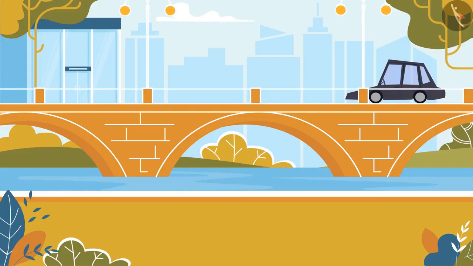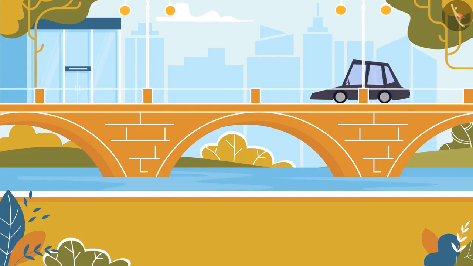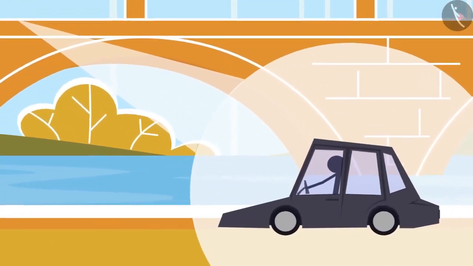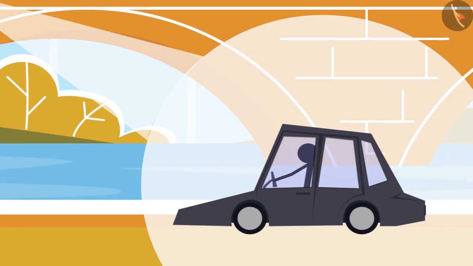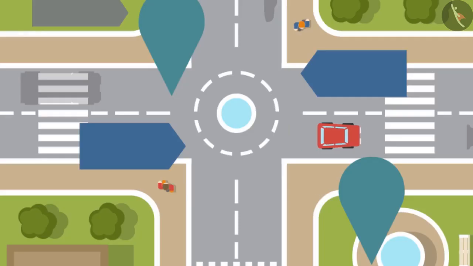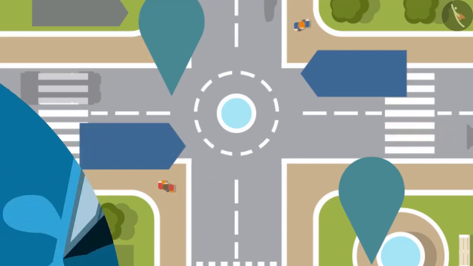Let us consider an example of a car. If it suddenly starts moving, your upper body tends to move backwards. This is due to the inertia of rest of our body, which opposes the motion and hence does not let our upper body move forward. But the lower body, which is in contact with the car, moves forward along with the car when the car starts. When the car takes a sharp turn, our bodies tend to move to the opposite side of the turn due to the inertia of motion.